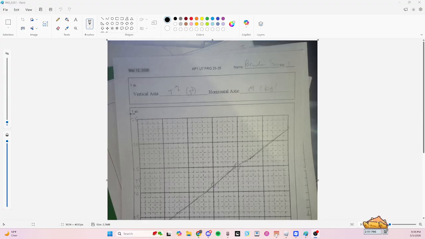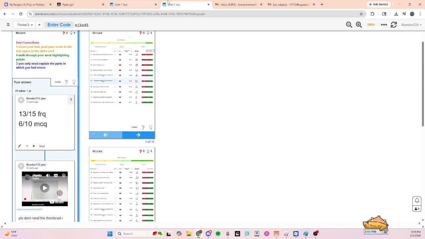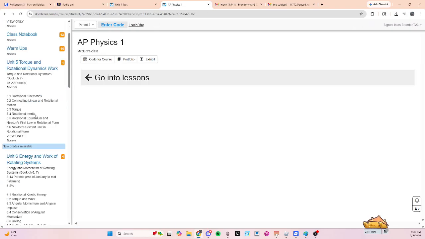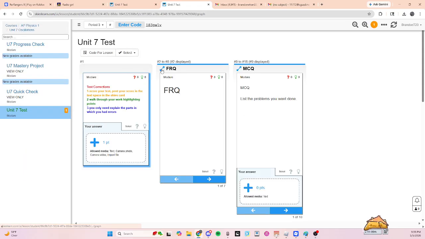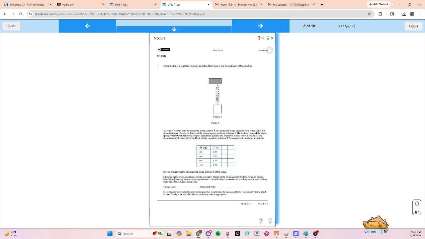So first, the first question was: a student wants to determine the spring constant K of the spring. Indicate which quantities could be graphed to determine K by using a best fit line. You may use the remaining columns.